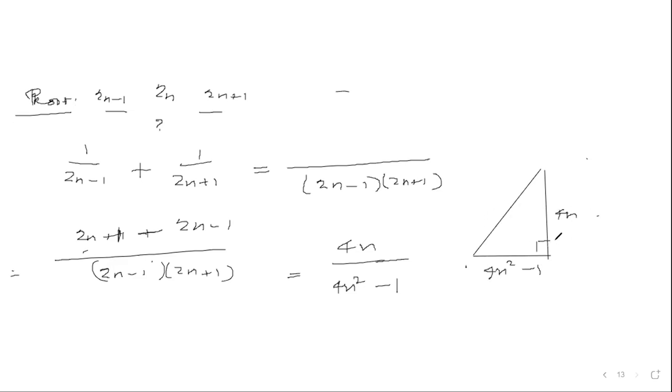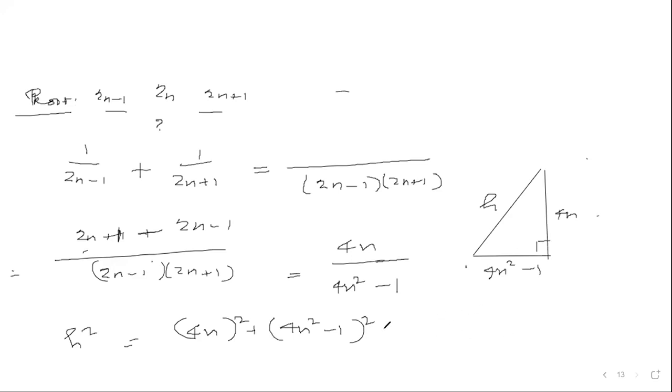All right, now we can calculate this. We can calculate the hypotenuse, let's call it h. Now what is h squared? Hypotenuse squared is 4n all squared plus 4n squared minus 1 all squared, right? That squared is equal to that squared plus that squared.